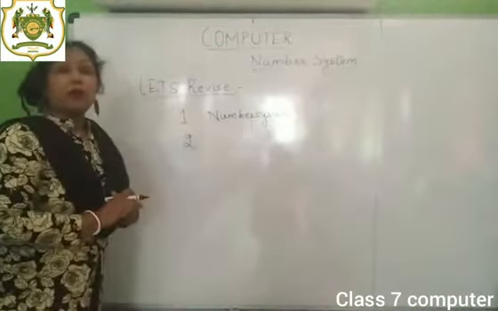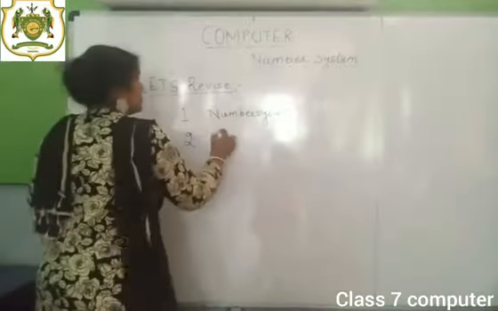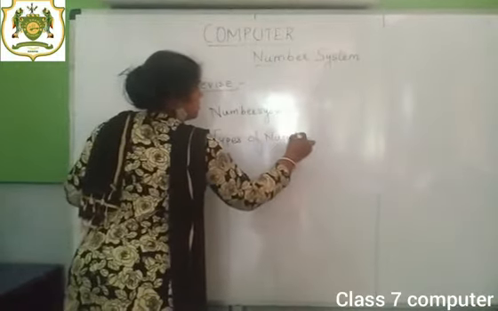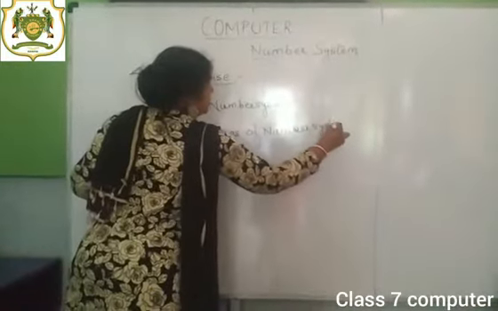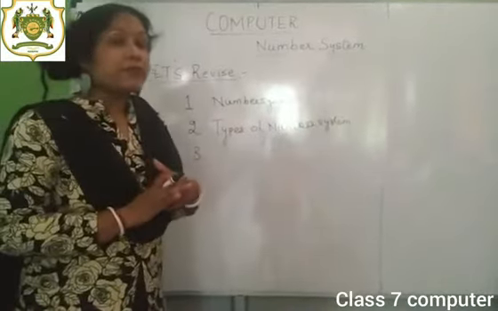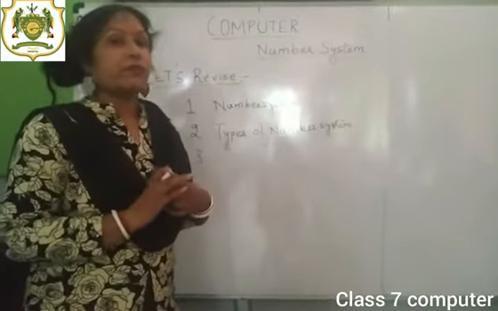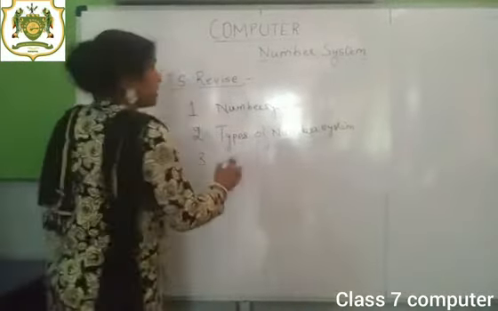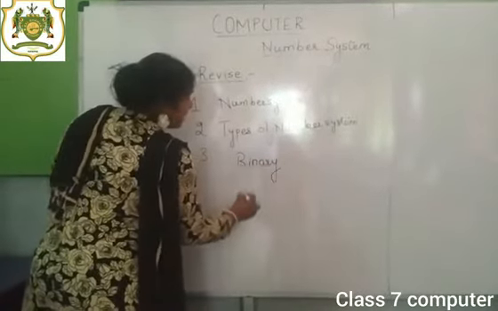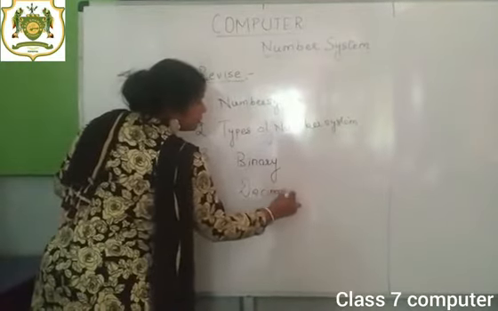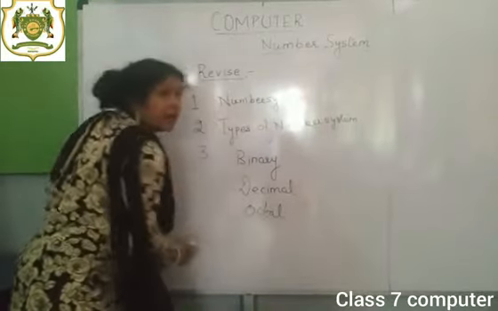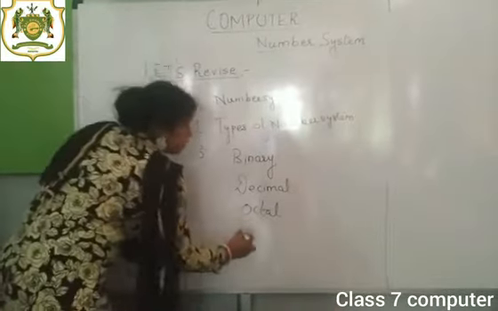then we have studied about the types of number system. Under types of number system, we have studied that there are 4 types of number system. The first one is binary, then we have decimal, then we have octal, and then at the last we have hexadecimal.